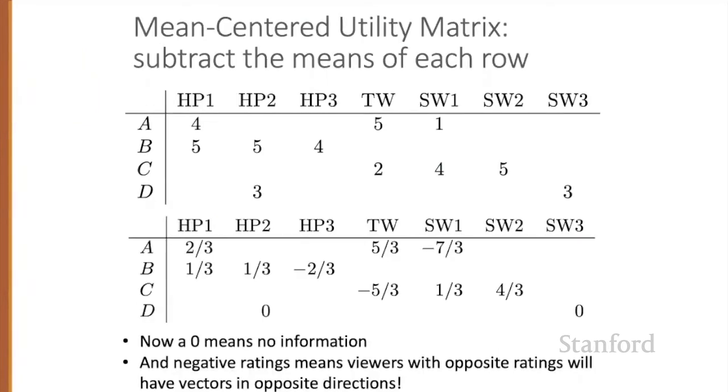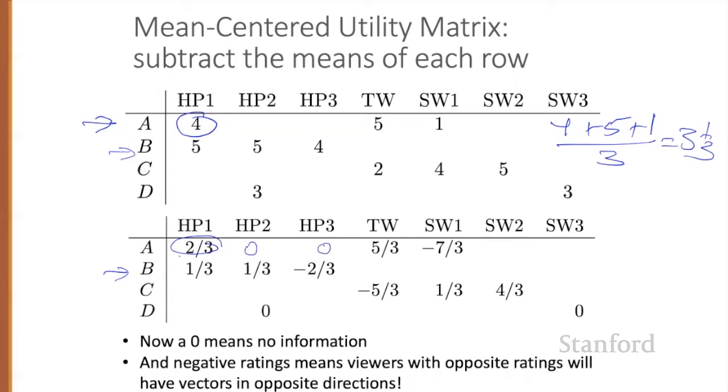The solution is to mean center the users, subtracting the means from each row. So for this row, we add it up, 4 plus 5 plus 1 over 3. That's 10/3 or 3 1/3. If we subtract 3 1/3 from 4, we get 2/3. And from 5, we get 5/3 and so on. So for each row, we compute its mean and then subtract it from every element. We don't subtract from the null values, and we leave them as 0 in the end.